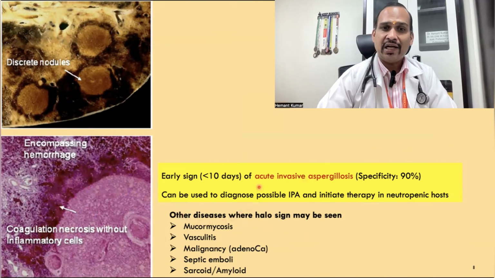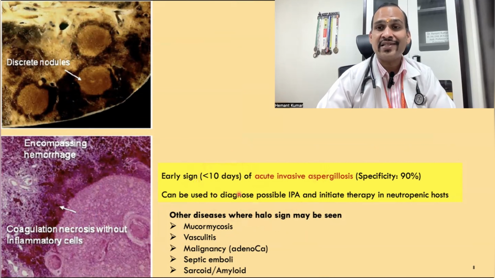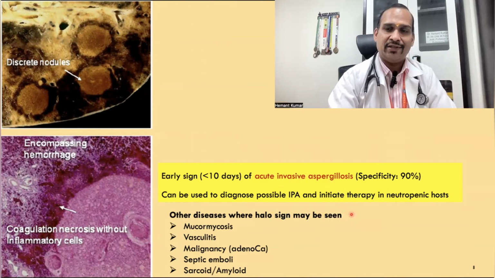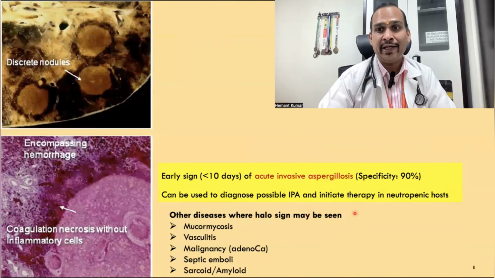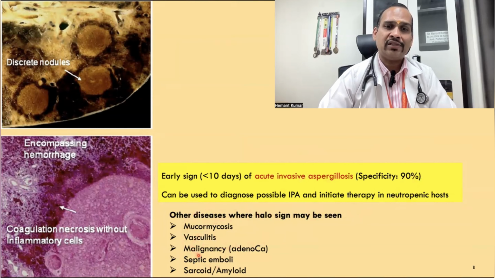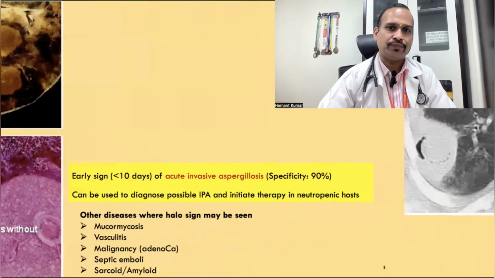This is an early sign of acute aspergillosis if it occurs in less than 10 days, and we can label it as invasive pulmonary aspergillosis in a neutropenic patient and can start therapy because of this sign. This is quite specific, 90% specific. Other diseases are mucormycosis, vasculitis, adenocarcinoma, septic emboli, and sarcoidosis. This sign can be there in these diseases also.